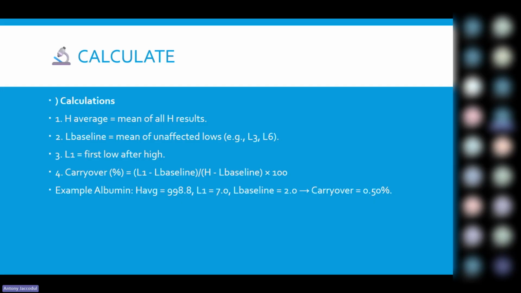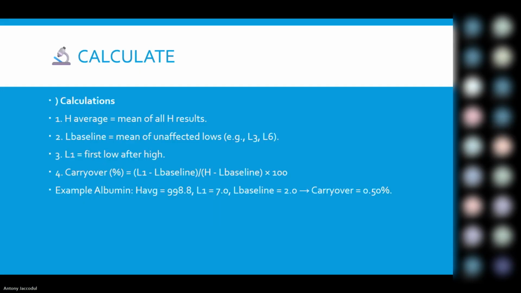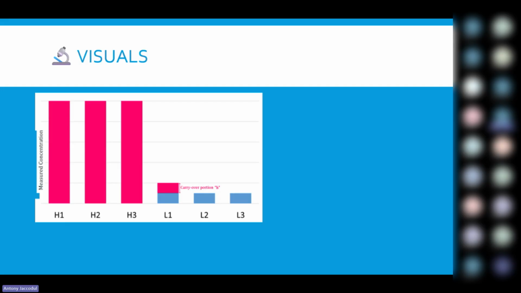So how do we calculate? We can take the H average of all the H results. And then we'll have our L baseline, which is the mean of unaffected lows. So if we are going back to our previous visuals, you realize that L baseline will be the mean of L2 and L3. L1 is the first low after the high. So the first low after the high, you can see it there.